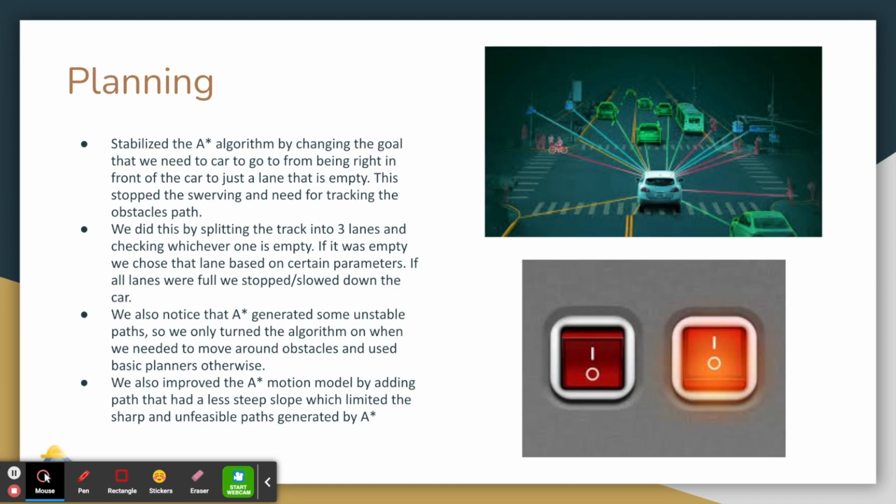We also improved the motion model of the A-star algorithm by adding slightly less steep paths, because the motion model that we were previously using only went in straight or 45 degrees. We added more options that included 30 degrees, 35 degrees, and 60-degree paths.